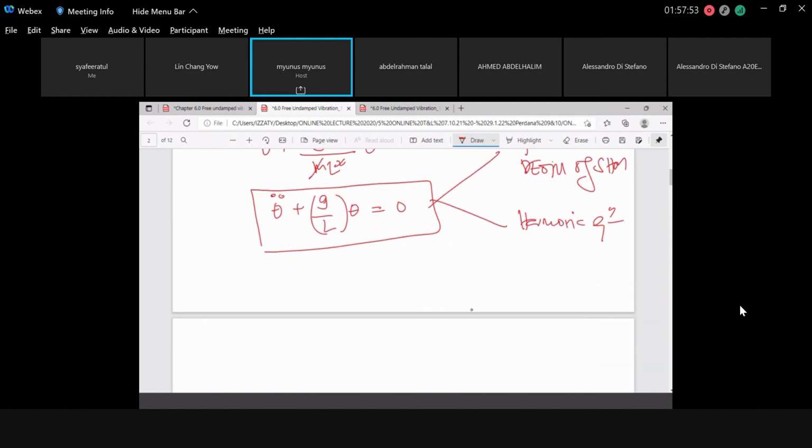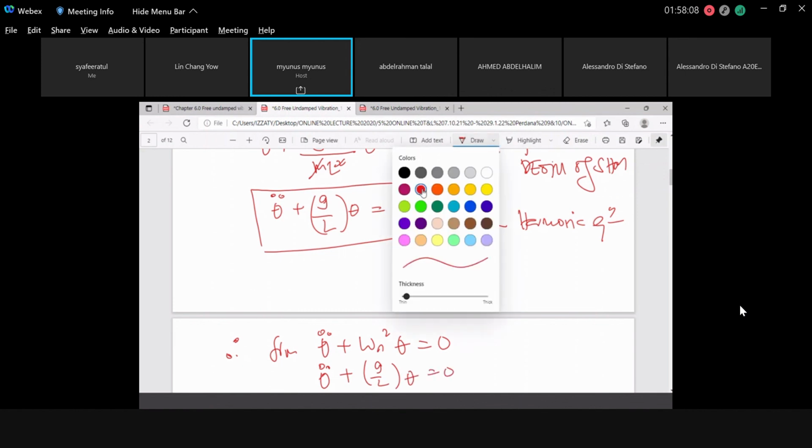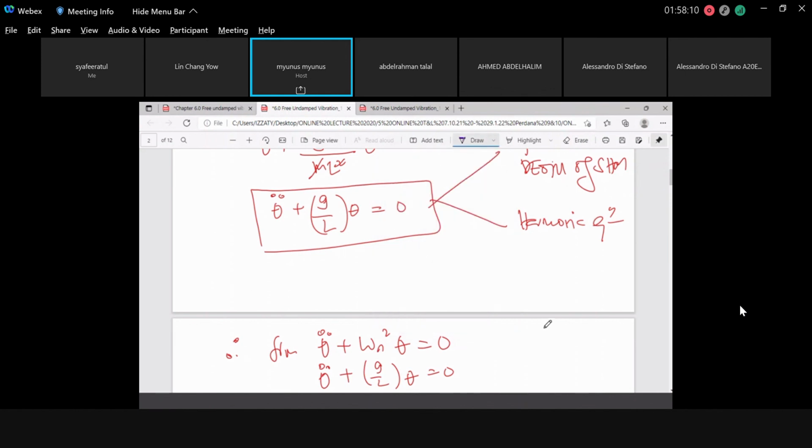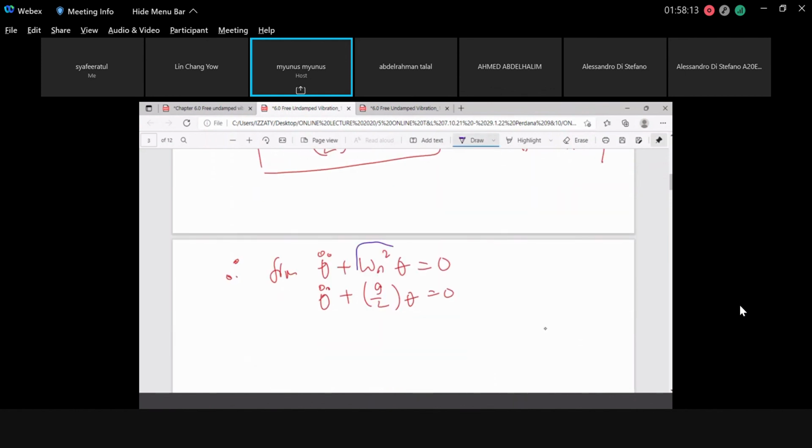So therefore, from θ double dot plus ωn² θ equal to 0, what we have is θ double dot plus g/L θ equal to 0. Then you pick up the equation related with the term, and you will have ωn² equal to g/L, or ωn equal to the square root of g/L, in radian per second.